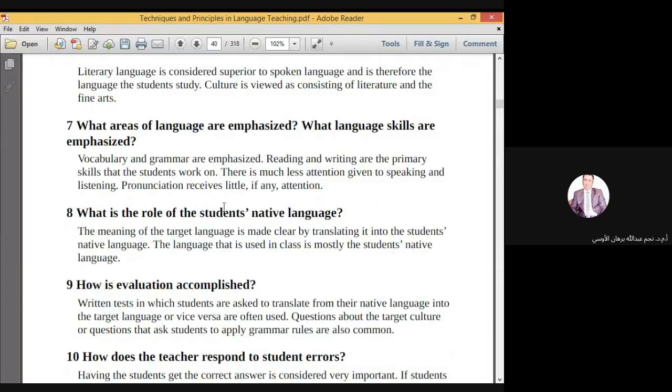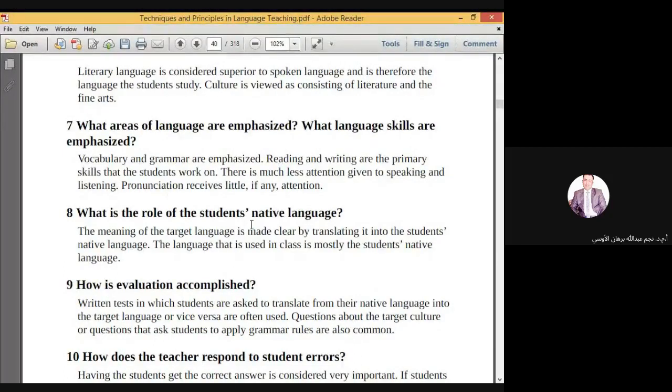Next, what is the role of the students' native language? Here, our native language is Arabic, according to this approach. By the way, we don't have a true or false, or good or bad, method or curriculum or approach, but we do have a suitable approach, a suitable method, a suitable curriculum.